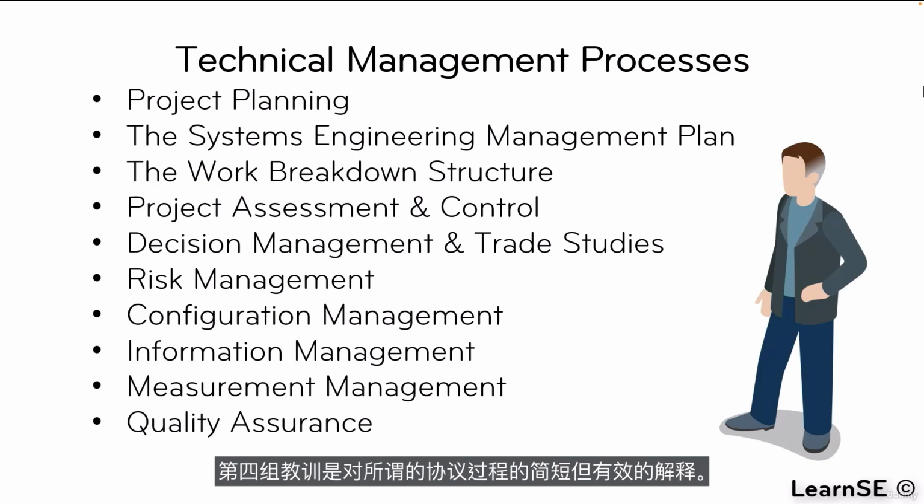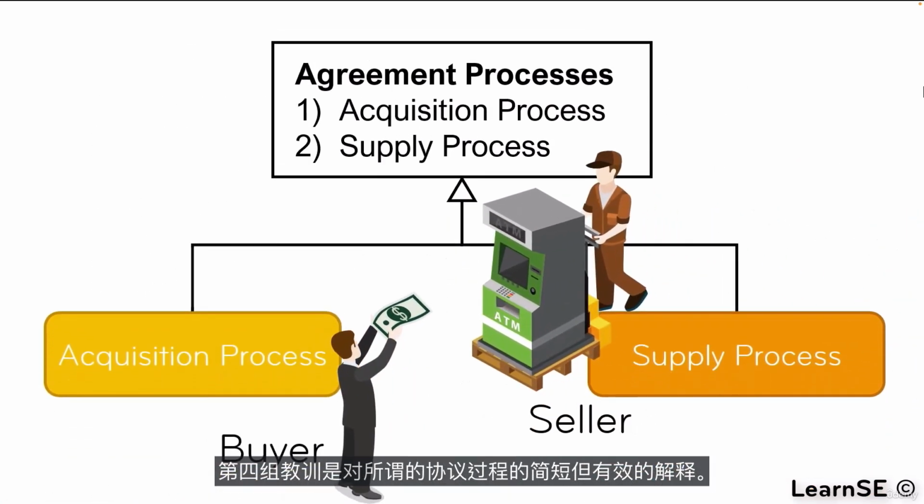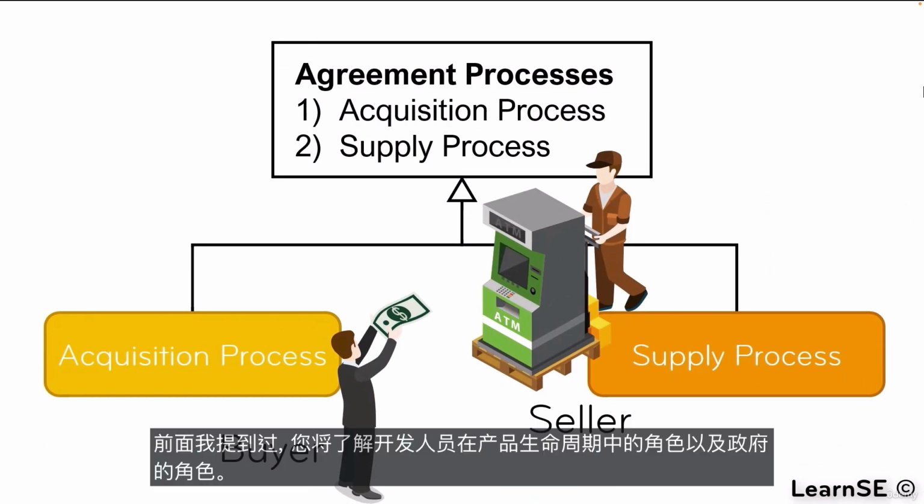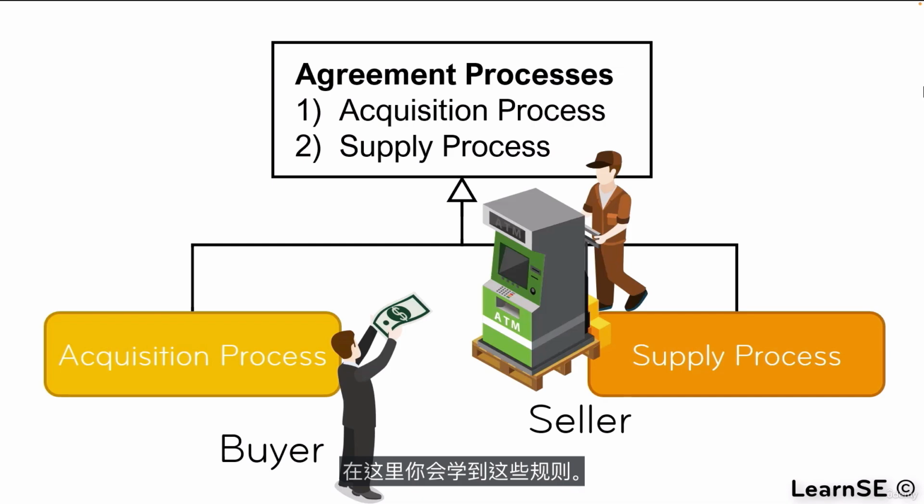The fourth set of lessons are a short but impactful explanation of what's called the agreement processes. And this is where you have a buyer and a seller and the contractual relationship between them. Earlier I mentioned you'll learn what the developer's role is in the product lifecycle and what the government's role is. It's here that you'll learn those roles. The lessons here are for what's called the acquisition process and the supply process, the buyer's and the seller's own individual processes.